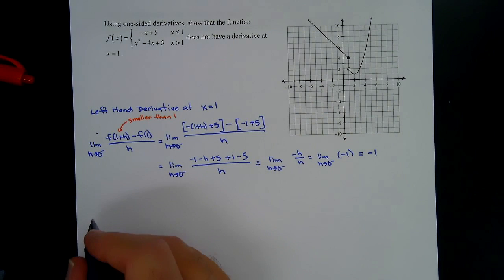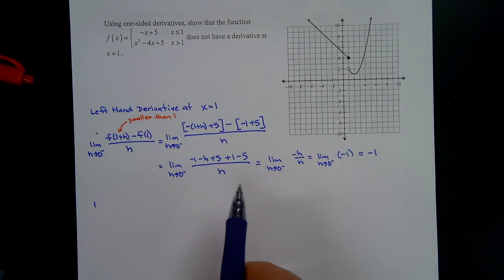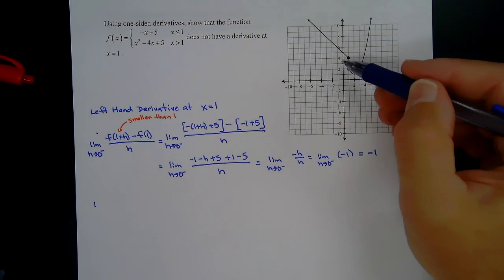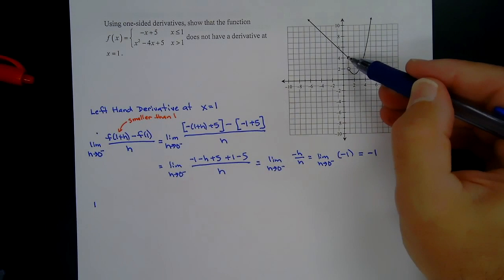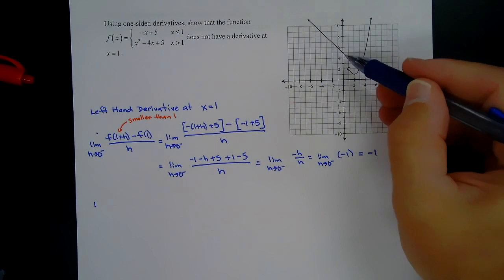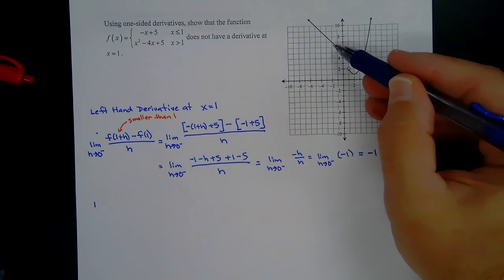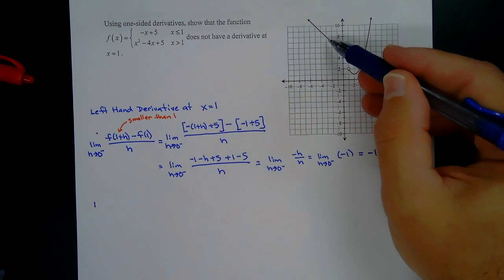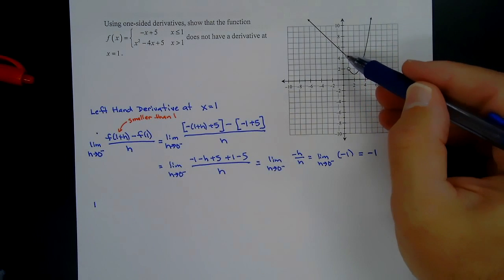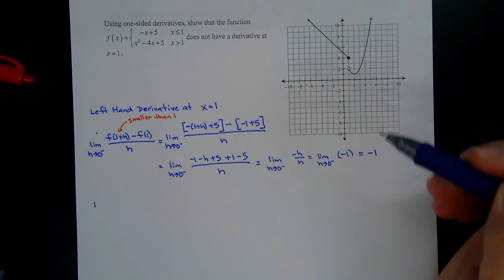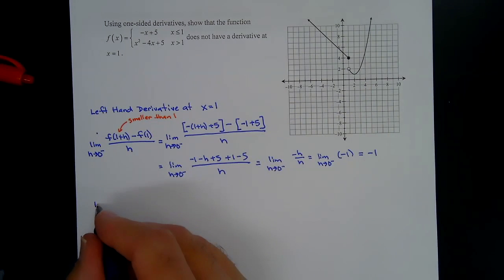All right, let's do the right-hand derivative. And that makes sense, because this is the anchor point, and we're going to the left of it and bringing it in. So the slope between those two points is always going to be negative 1, even if you bring it in. That's why it's constant.